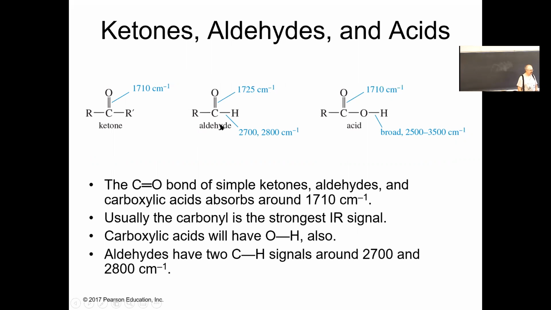For example, the aldehyde will have two bands at about 2700 and 2800, as a result of the aldehyde CH stretch. This is a little bit lower frequency than the alkane CH stretch, and of course this will be absent in the ketone. The carboxylic acid will have a very broad OH stretch. It will be lower frequency and usually quite a bit broader than the alcohol OH stretch.